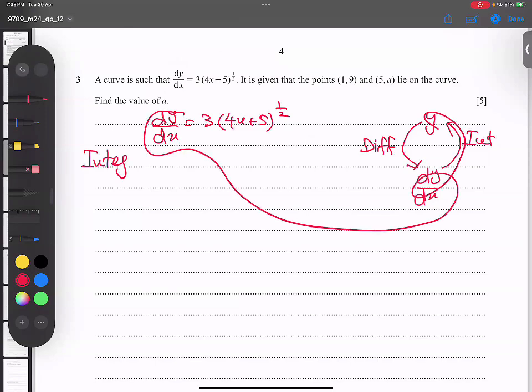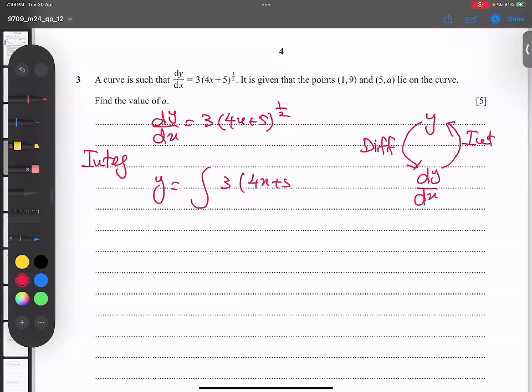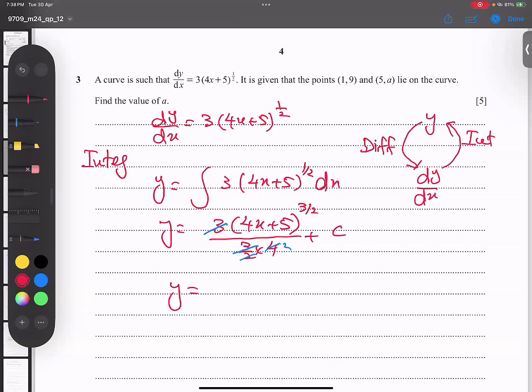Integration of the derivative will give you y directly. Here, put the sign of integral, and you know it very well: increase the power by 1. The coefficient 3 remains as it is. Increase the power by 1, I got 3 by 2, and divide by 3 by 2 into the derivative of the bracket. 5 has a derivative of 0, and 4x gives 4. So I got a 4 here. I think you got my point. So this cancels, the 3s cancel, and ultimately y equals (4x plus 5) to the power 3 by 2, over 2, plus c.